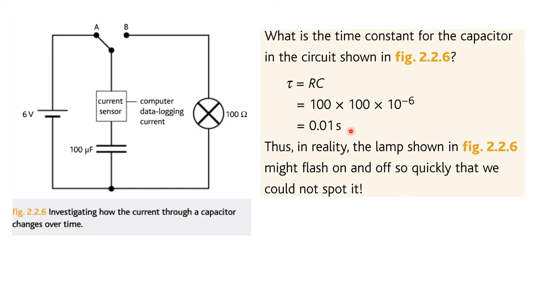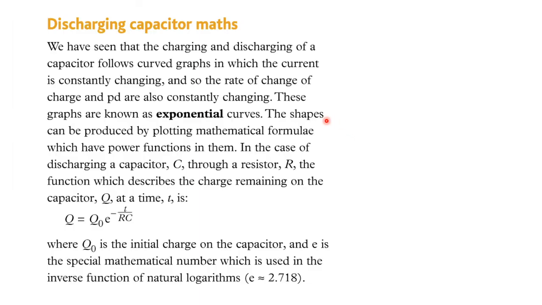Okay, so discharging capacitor maths. When we think of the mathematics side of the discharging, the graphs that we have seen are curves. These curves are known as exponential curves. What do you mean by exponential? Equal change in equal time intervals, right?